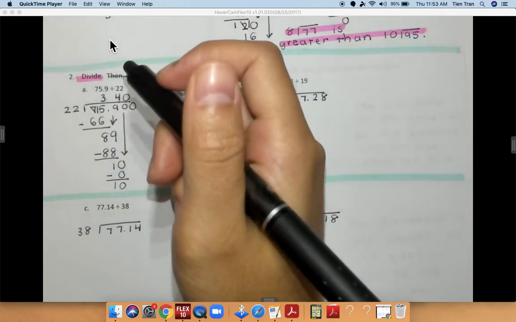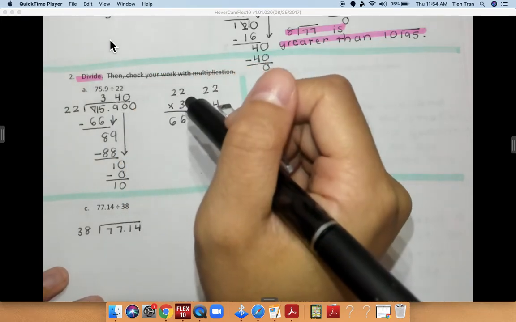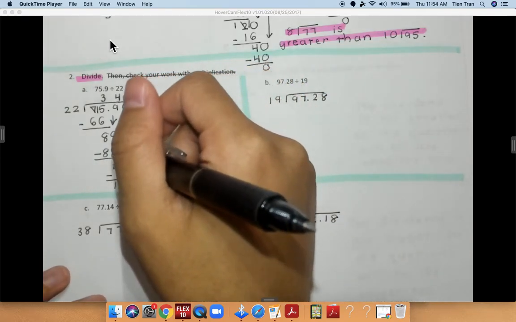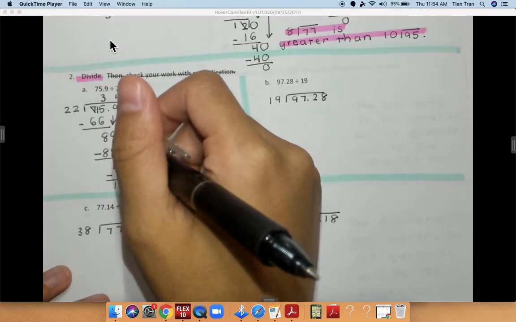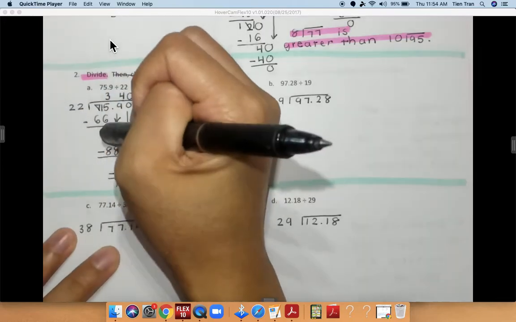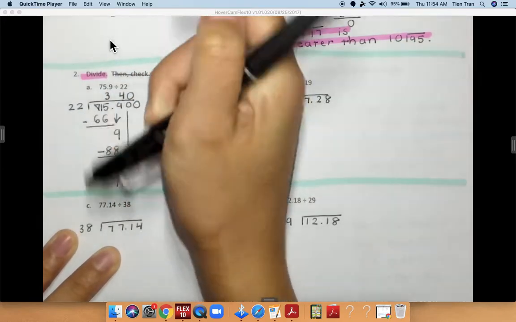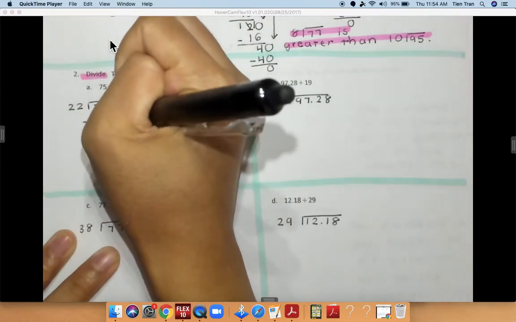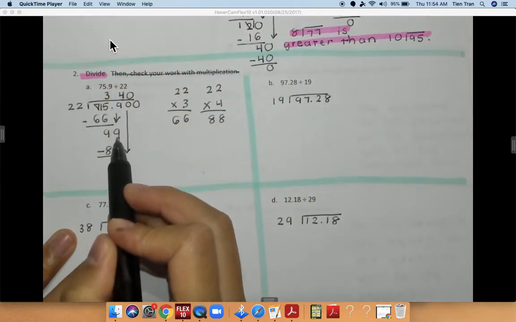Oh, you know what? I forgot. I have 99, right? Because this one is actually 9. I'm sorry, I made a mistake. 15 minus 6 is equal to 9. So I'm bringing down 99.